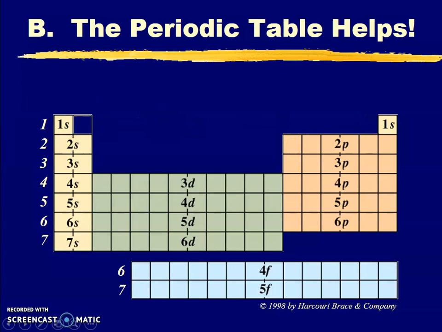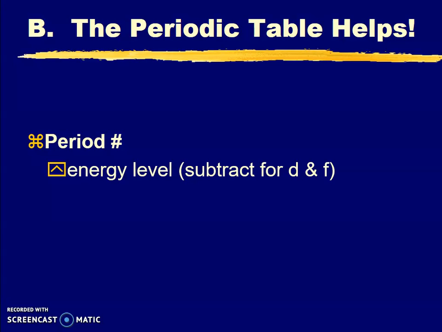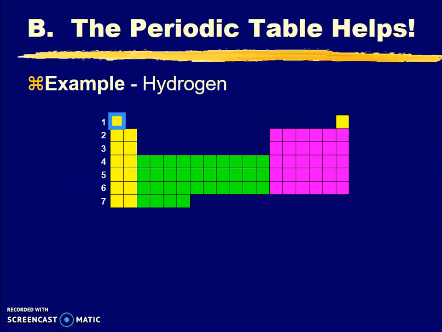Let me show you what I mean. Just a reminder, the period number is that very first number. It shows you your energy level. Subtract that for the D and the F. Okay, so let's take a look at hydrogen. Find hydrogen on your periodic table. It's the very first element.